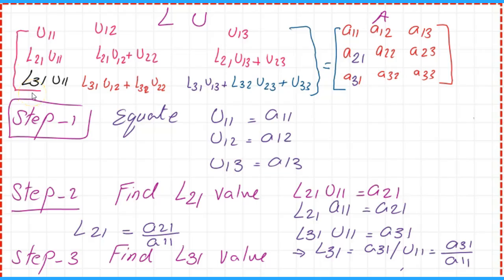While for L31, we have L31 U11 equal to A31. If we divide by the value again of U11, which is A11, we can get the value of L31. L31 equal to A31 over A11. As this is a pivot, we are dividing A31 over A11. We move to the next slide.